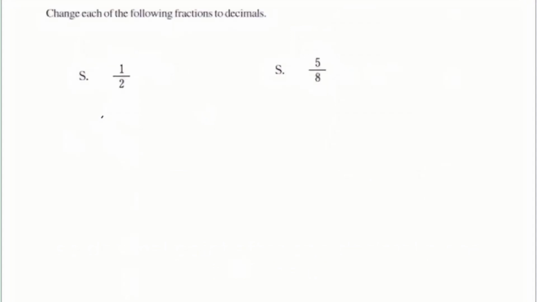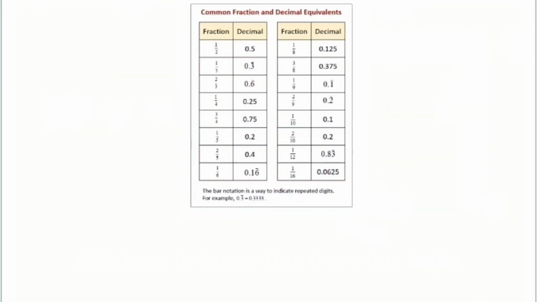Change each of the following fractions to decimals. 1 over 2 is 0.5. We must know these equivalent decimal values. 5 over 8 is 0.625. How to know this? From this table.